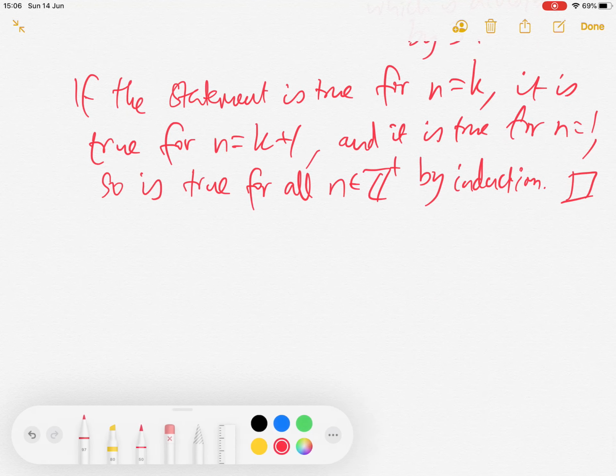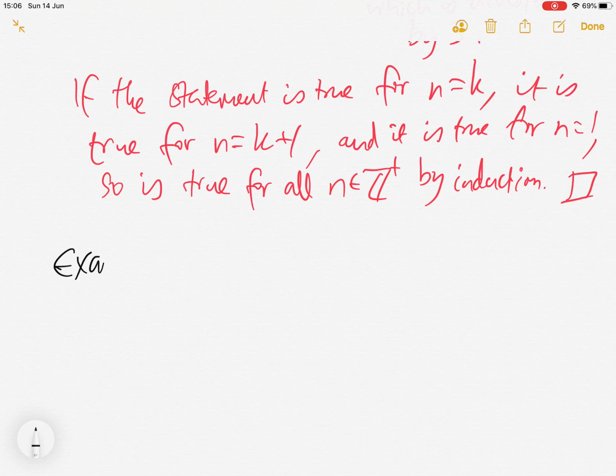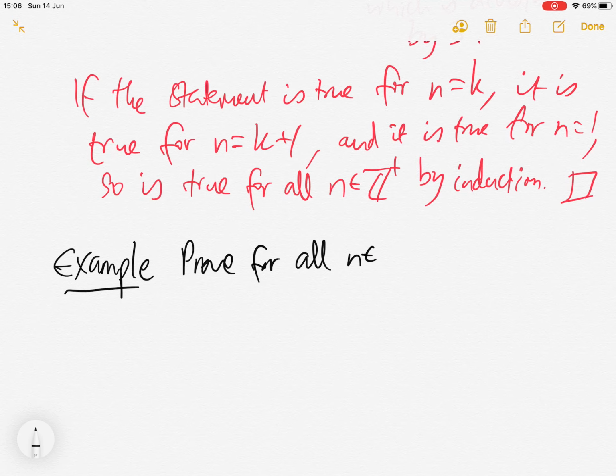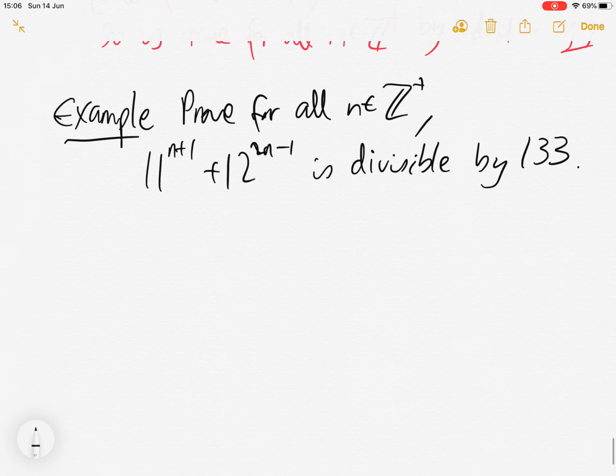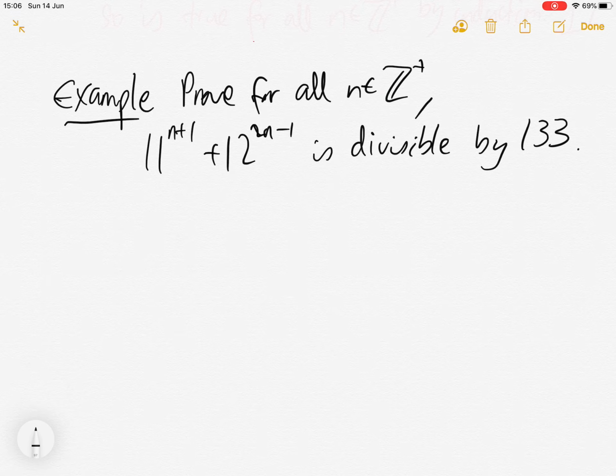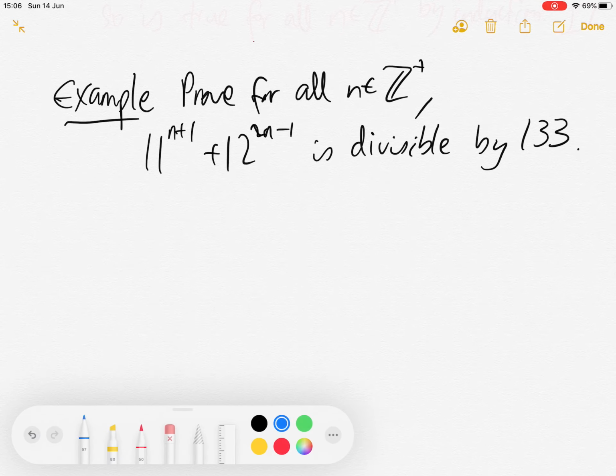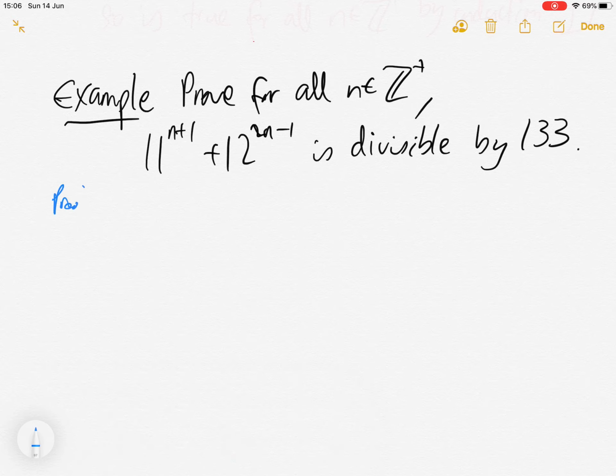And then we'll just see one last example, which is prove for all n in the positive integers, 11 to the n plus 1 plus 12 to the 2n minus 1 is divisible by 133. So same as always, we start with the base case.